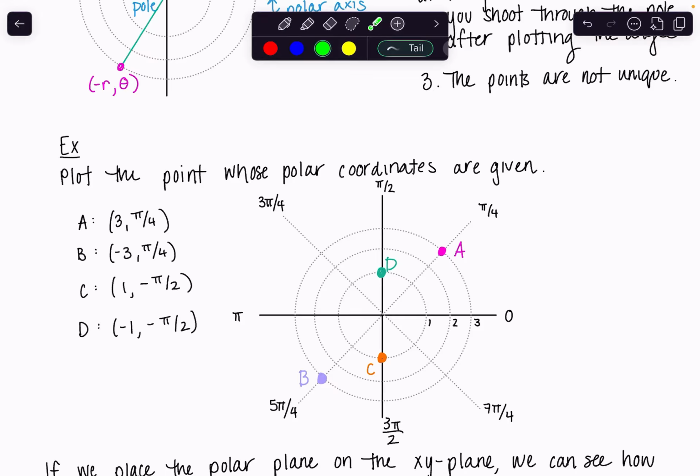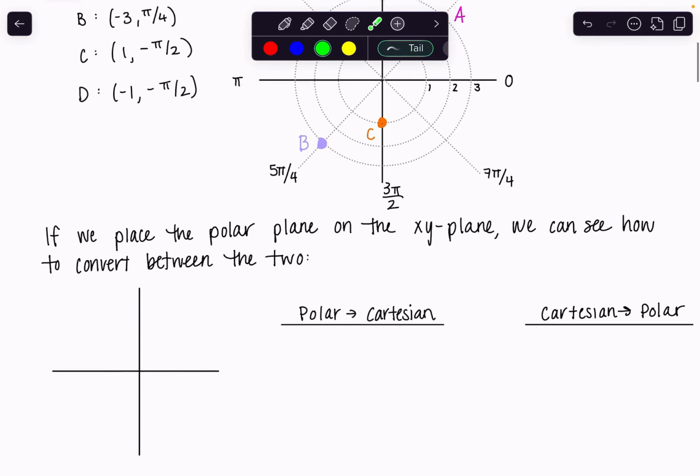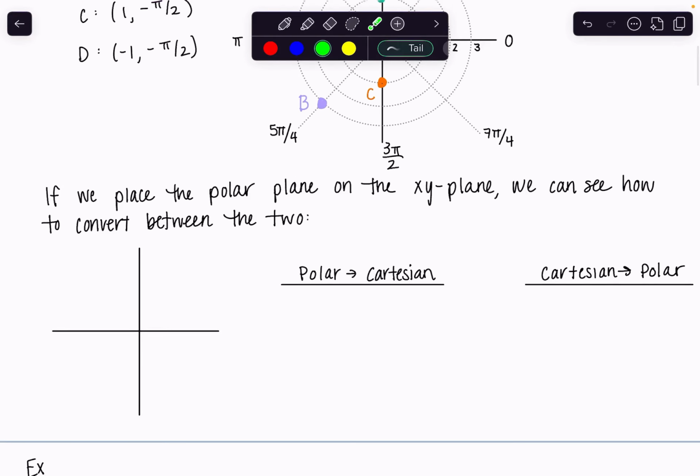Okay. What we're going to focus on now is how I can convert back and forth. Because we still have our normal xy axis, and we know there's a strong connection between circles and triangles and our trig functions. So we're going to look at a way to convert from polar to Cartesian and also Cartesian to polar.